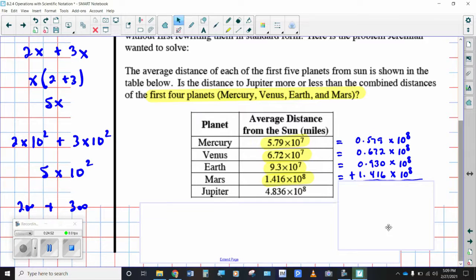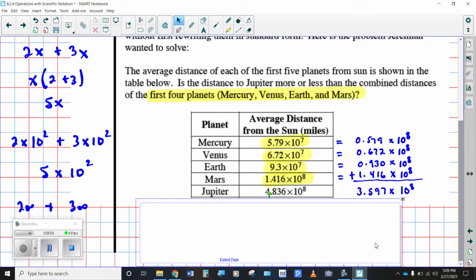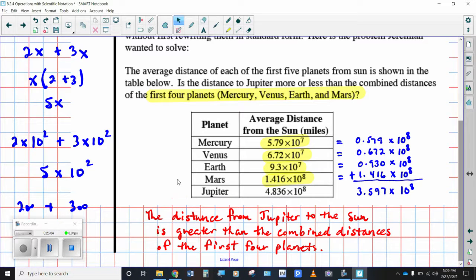All right, let's see how you did. When I added all those up, I got 3.597 times 10 to the 8th. This is 4.836 times 10 to the 8th, which makes the distance from Jupiter to the sun actually greater than the combined distances of the first 4 planets. What a lot of fun.